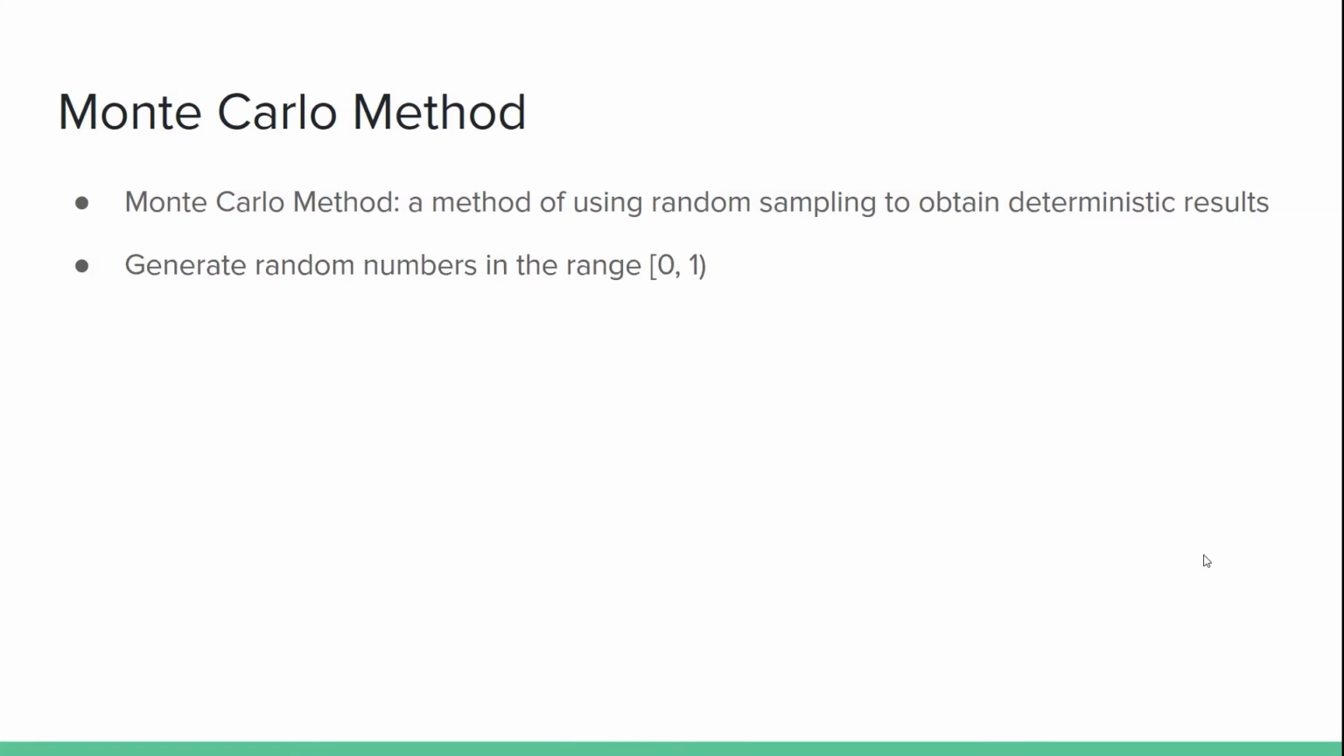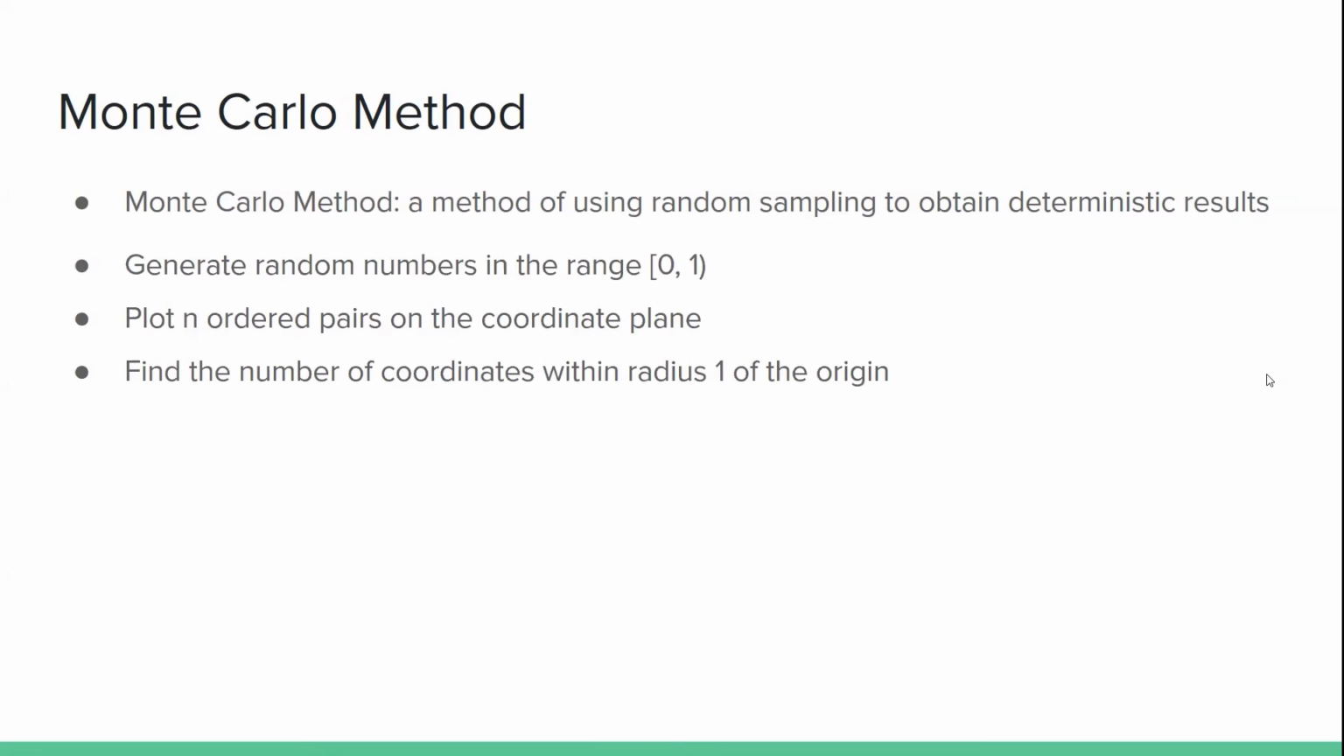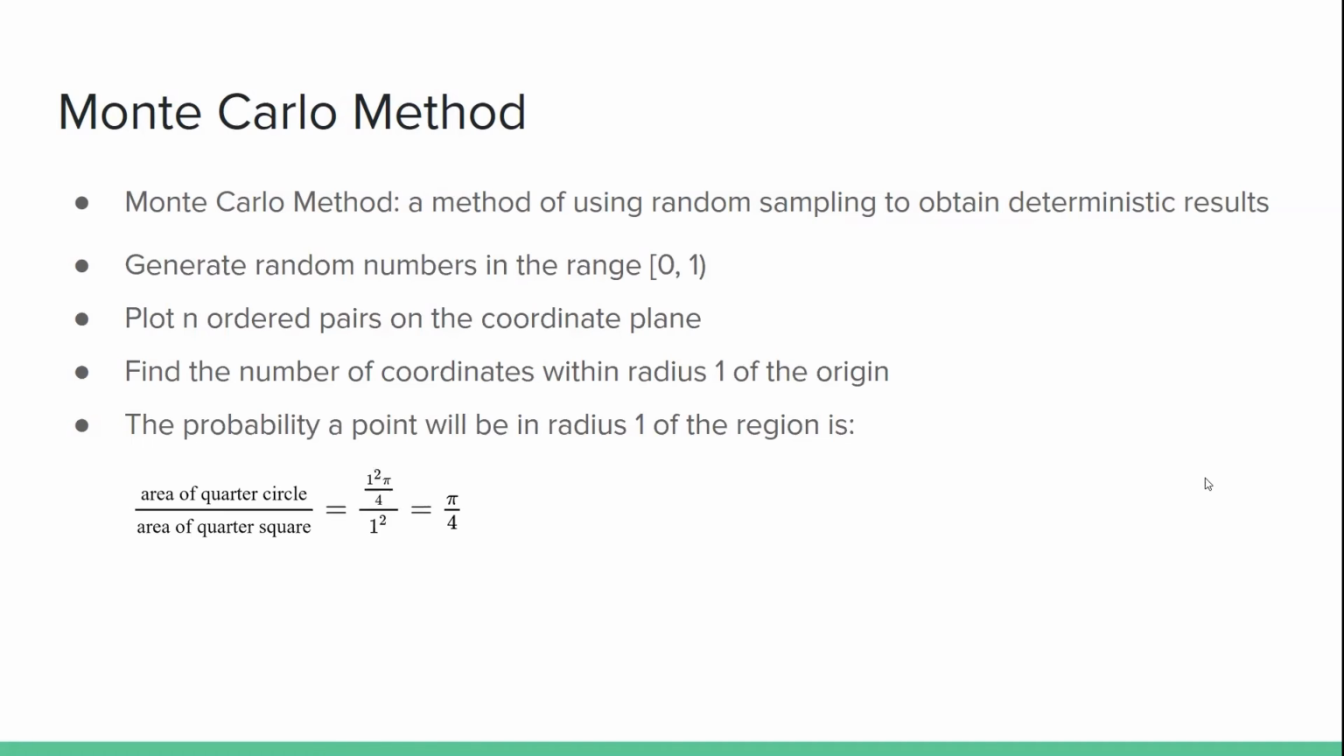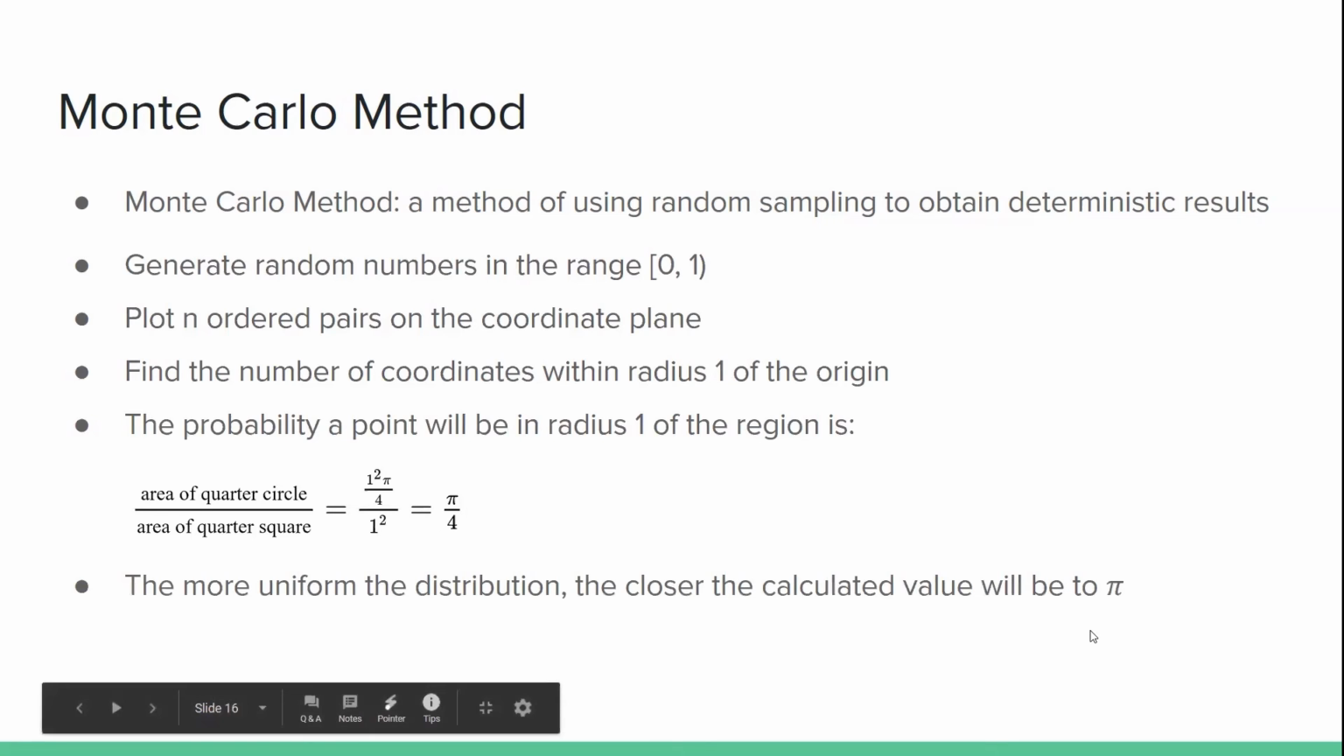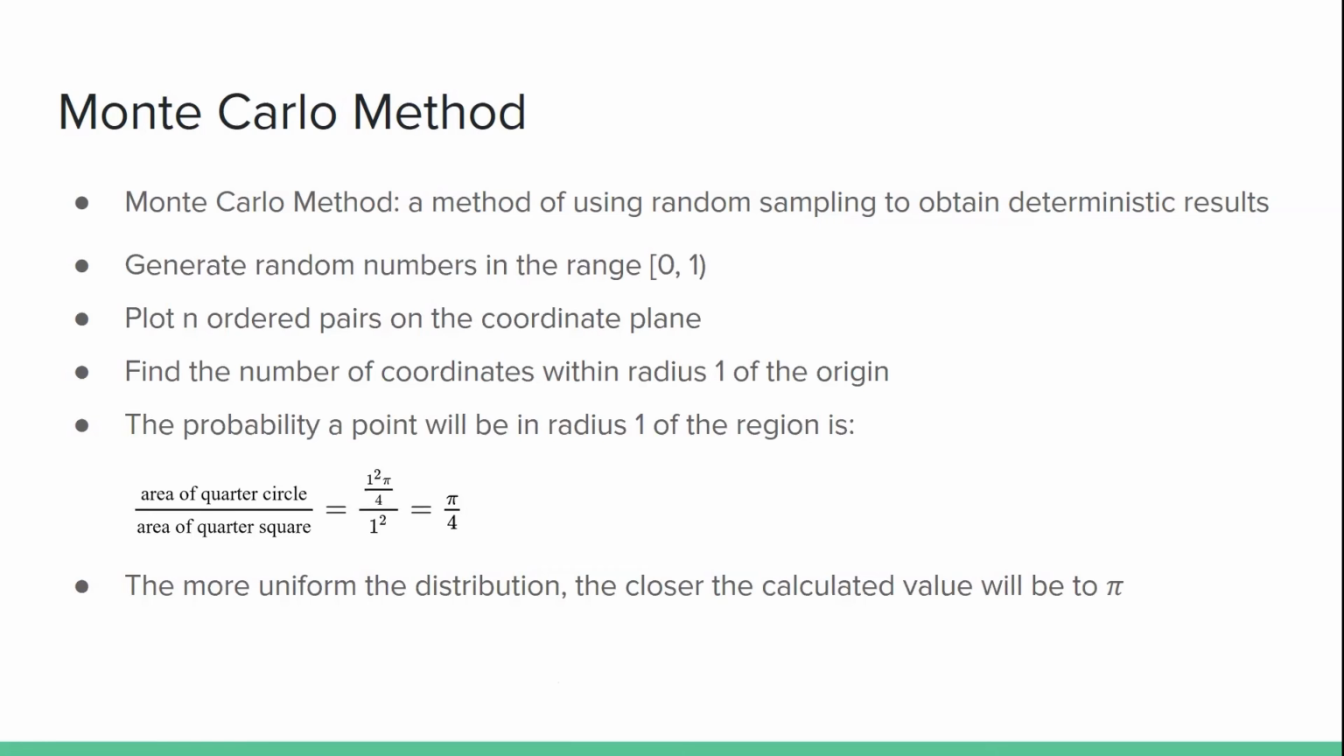So for example, if we were to generate random numbers in the range 0 to 1, and then we interpret those random numbers as coordinate pairs and place them on the coordinate plane, we can then find the number of coordinates within radius 1 of the origin. And how would that be useful? Well, the probability of a point being in radius 1 of the origin is pi over 4. That's because the area of the quarter circle over the area of the quarter square is equal to pi over 4. And since we are able to get pi from this, we can see that the more uniform our distribution is, the closer our calculated value will be to pi, so the more random our numbers are.